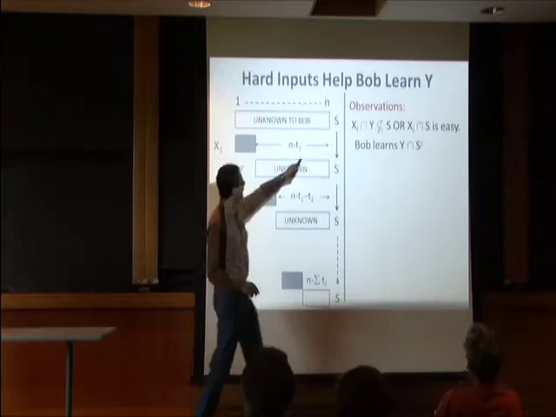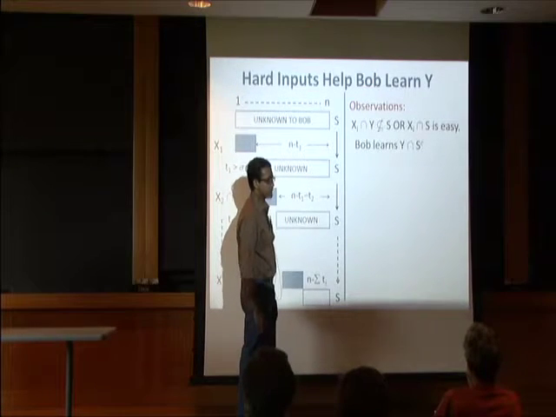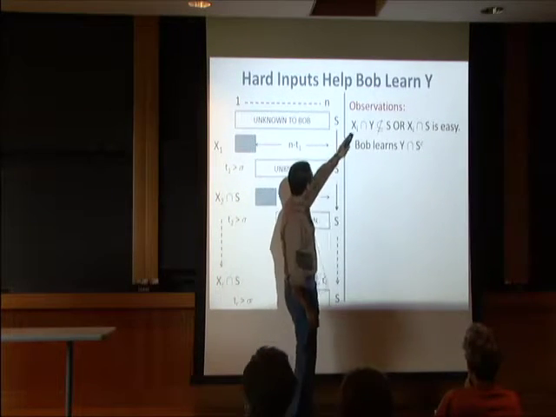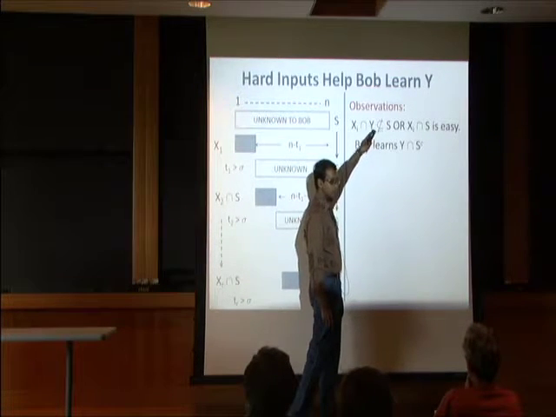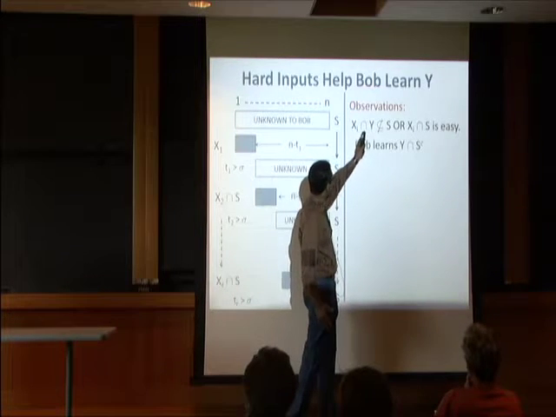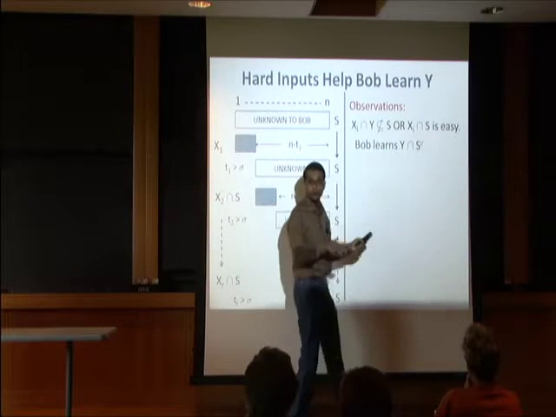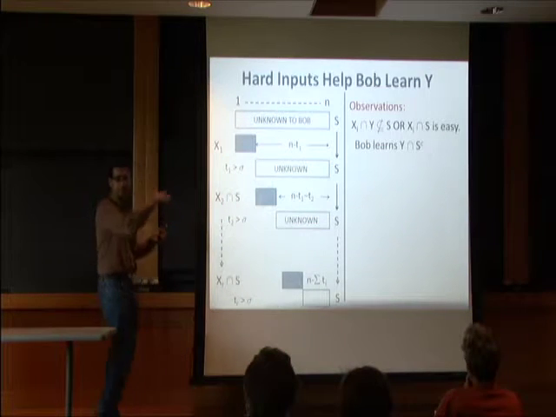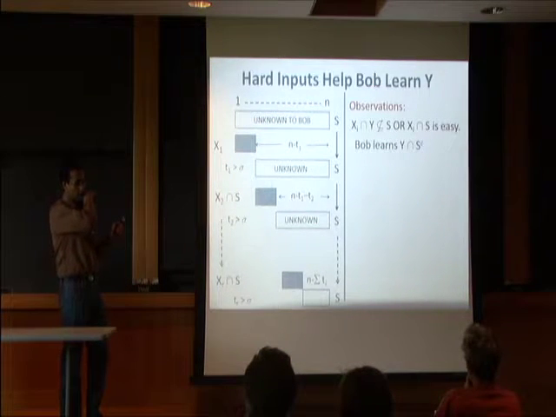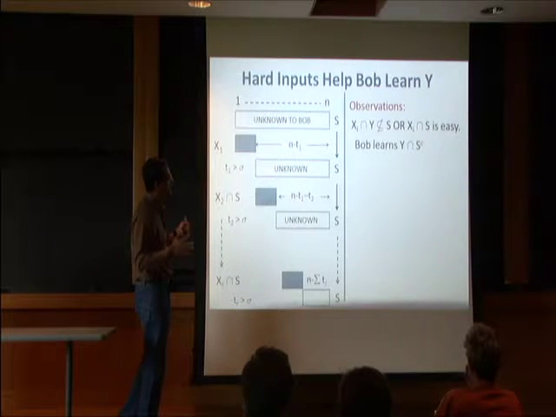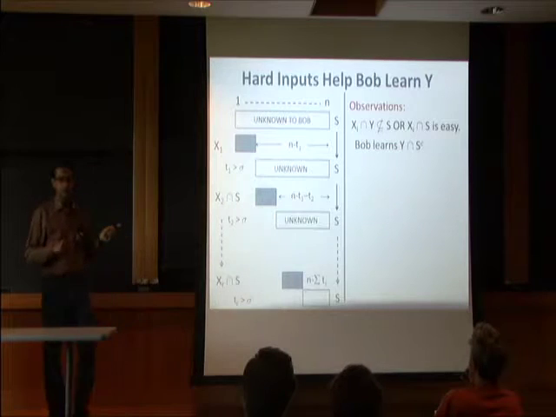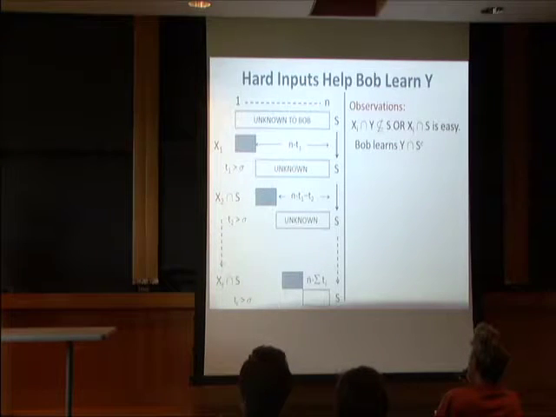So what's going on? The first observation is that if you take any row, one of two things must be happening, otherwise Charlie wouldn't have stopped: either xi intersected with y is not entirely contained in S, which Charlie ignores, or xi intersected with S is easy. Now the definition of easy is as before. Otherwise Charlie would keep going, right? And the fact is, Bob learns y intersected with S complement. So these are the two observations that you need.